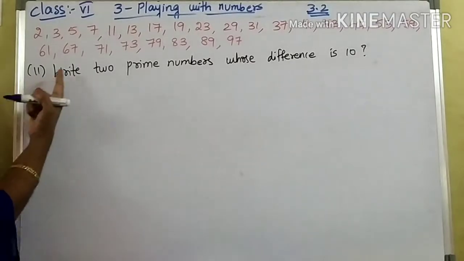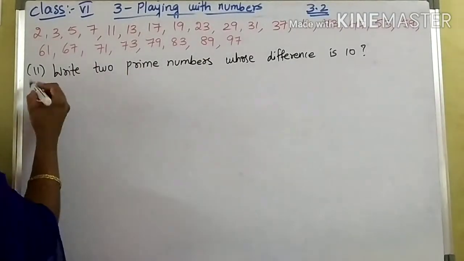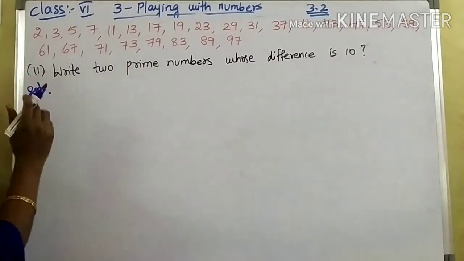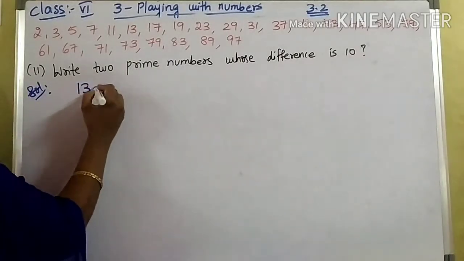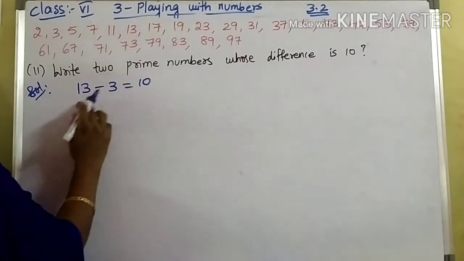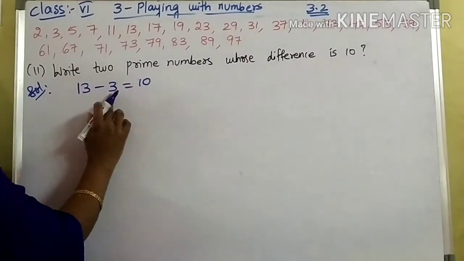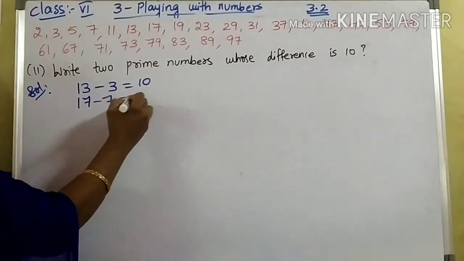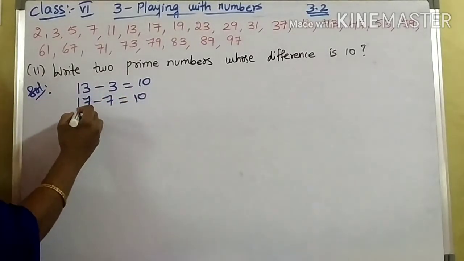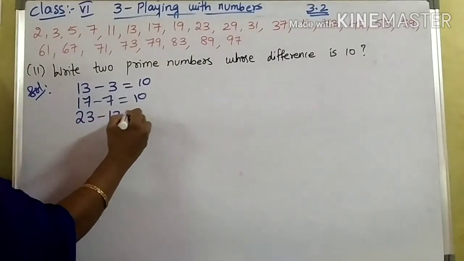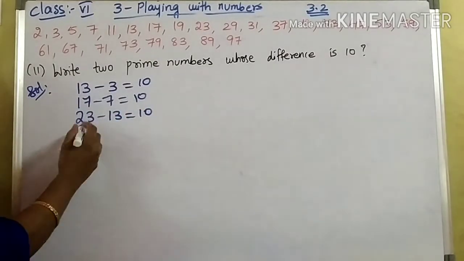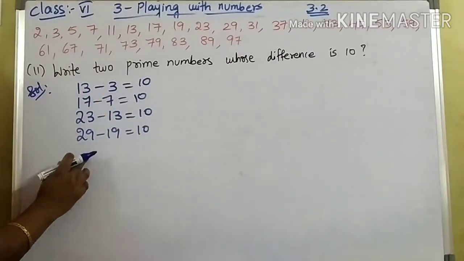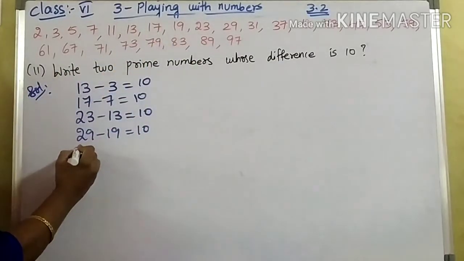Next question, write 2 prime numbers whose difference is 10. When you subtract 2 prime numbers, you should get 10. What are the numbers? Here, if you see 13 minus 3, how much? 10. 13 is a prime number, 3 is a prime number. 13 minus 3 is how much? 10. So, similarly, we can do 17 minus 7, 10. Next, 23 minus 13, 10. And next, 29 minus 19, 10. All these are prime numbers only. By this we can do, right?